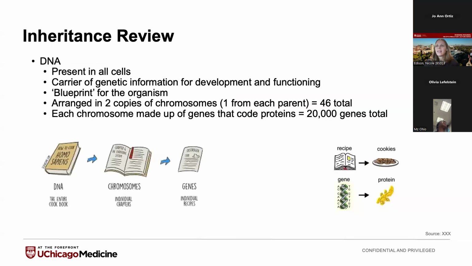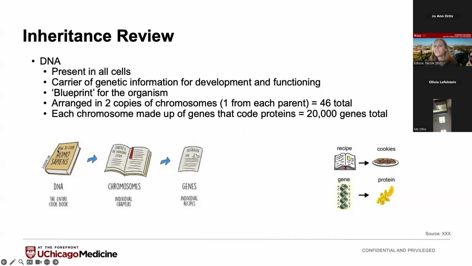So just a really basic inheritance review. In all of our cells in the nucleus, there contains DNA, and that is essentially a blueprint containing all of the genetic information needed for development and functioning of us as a human being. Each of us have two copies of all of our chromosomes. So we have 23 from mom and 23 from dad, or 46 chromosomes total. And each chromosome is made up of genes, and these genes encode proteins. And so the proteins are what actually function. And that is about 20,000 genes total.